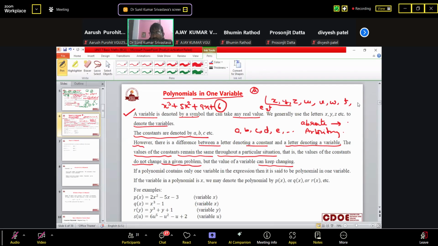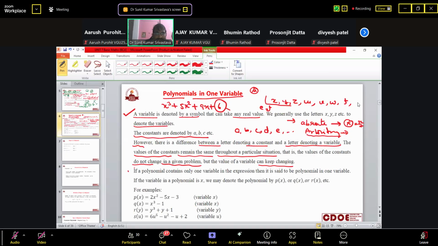An absolute constant has a fixed value throughout any type of problem. Suppose we know the value of pi. Its value is always 22 upon 7. If you use the value of pi in physics, chemistry, maths, anywhere, the value is always 22 upon 7. This type of constant is known as an absolute constant. But an arbitrary constant is a constant only within a particular problem. So 6 here is an arbitrary constant.